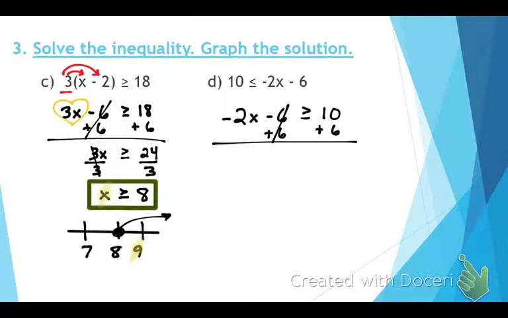Then we drop down our sign, and 10 plus 6 is 16. And then we drop down negative 2x. And we subtract by negative 2 on both sides. Okay, remind me, we're not going to subtract by negative 2. Divide by negative 2. Okay, because right there, remember when a number is next to a letter, you always want to multiply.